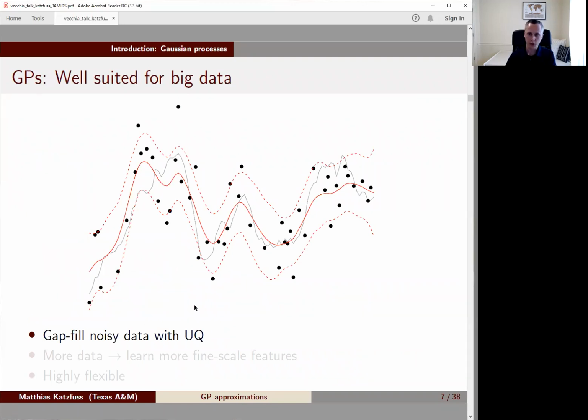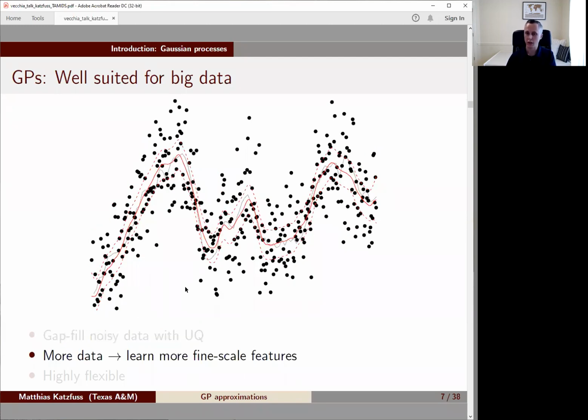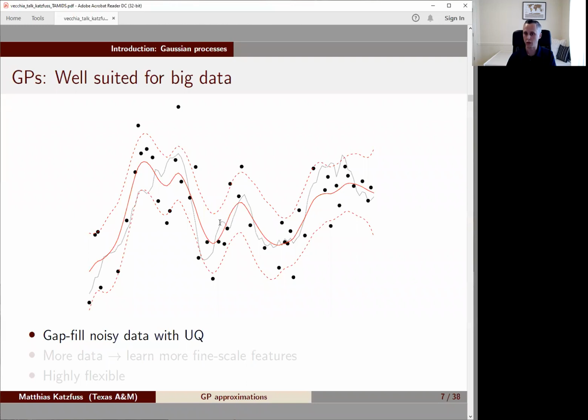So Gaussian processes have some nice properties that in principle make them well suited for various big data applications. As we've already seen, we can gap fill noisy data with very natural uncertainty quantification. Another nice thing about Gaussian processes is that they are, from a Bayesian perspective, a non-parametric prior. And that means with the same kind of model, without having to change anything in the Gaussian process, any tuning parameters, anything, once we get more data, we naturally can learn more and more about the function of interest. So here, when we have more data, for example, you can start learning that there's a little bump here in the true function of interest, which we would not be able to discern based on this small amount of data here.